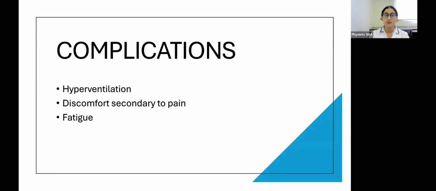Lastly is fatigue. A lot of the times the patient is already going to have a little bit of respiratory muscle weakness and poor inspiratory effort. In these kinds of patients, if we prescribe an inspiratory flow device and the repetitions or sets prescribed are not adequate, the patient might land up in fatigue.